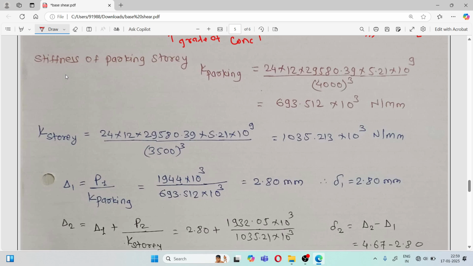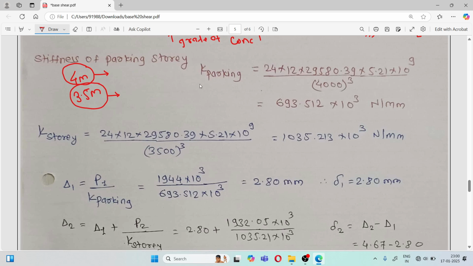So length is remaining. But if you see, the parking story has a height of 4 meter and the remaining stories have a height of 3.5 meter. So we have to calculate the stiffness for the parking story differently because it has a different length or height. For other floors, you can calculate commonly because they have the same length.